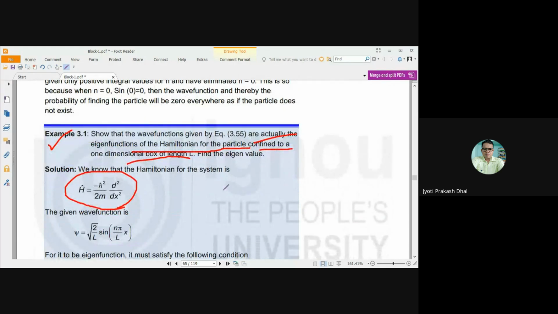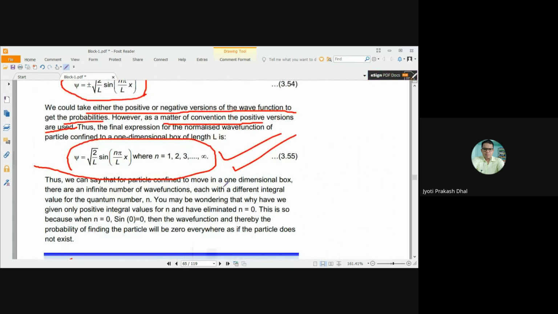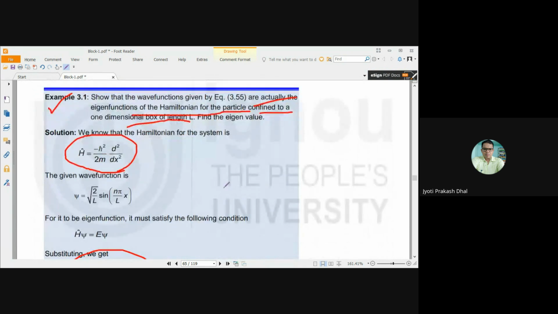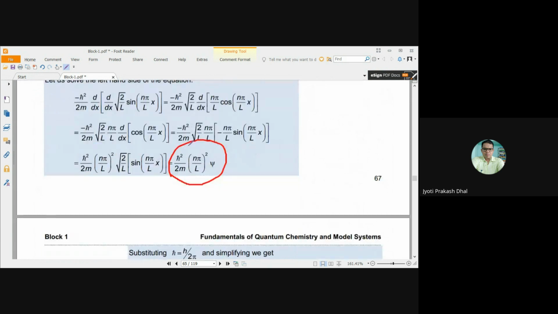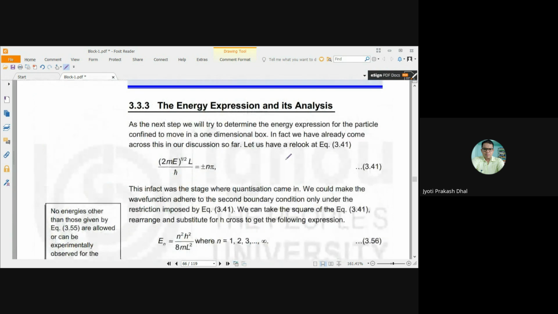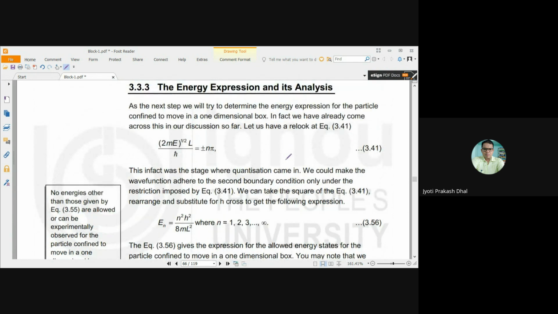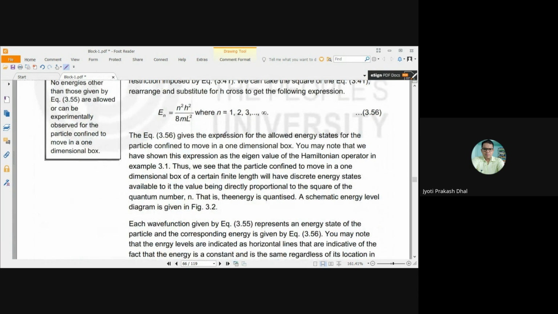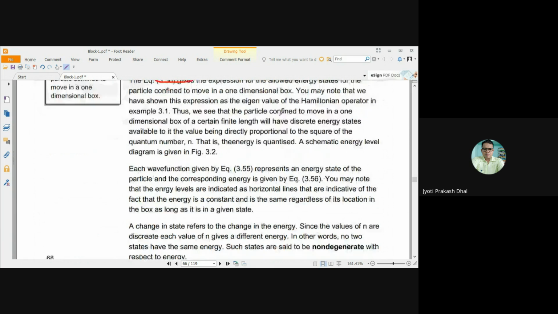Hence it is proved that the final expression of the normalized wave function is an eigenfunction of the Hamiltonian operator with eigenvalue n square h square by 8 m L square. And here we will calculate the energy expression. So the energy expression E n equals n square h square by 8 m L square, where n equals 1, 2, 3, etc.